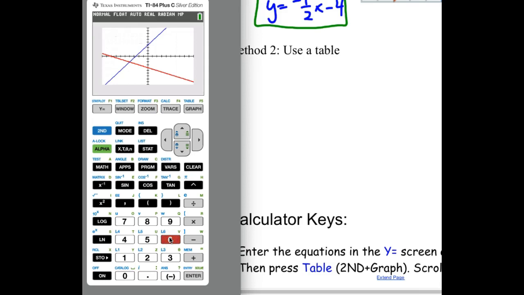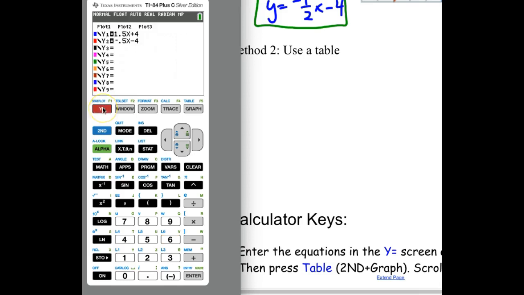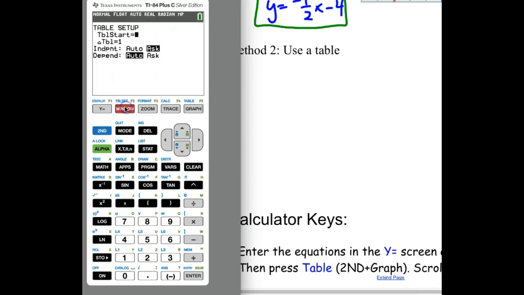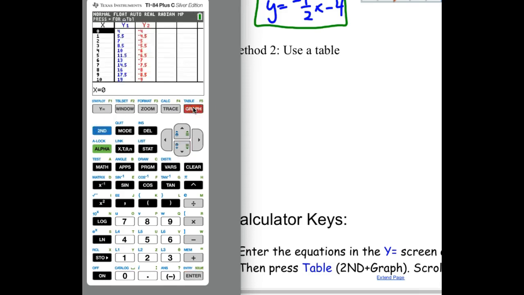And now we can see those two lines that I had graphed earlier in the lesson. To use a table, we've put our equations now in y equals. If we go to our table, which is second graph, I'm going to go back here, second window, table set, and I need to change this to automatic. All right. Now we can go second graph to our table, and we've got this list of numbers.